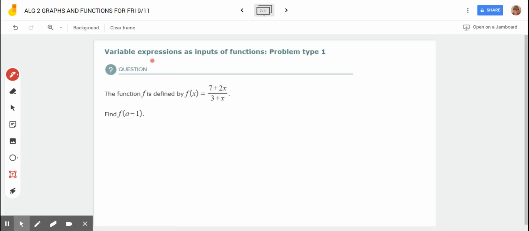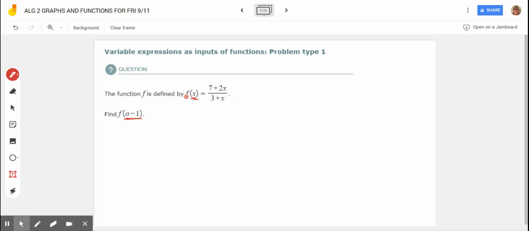Next one, variable expressions as inputs of functions, problem type 1. Okay, so now you are going to be plugging in. This one can be a little tough. Not because it's hard, but because it's the first time you've seen it. After you've seen it a while, I promise you it doesn't feel so weird, but it's going to feel really strange in the beginning. So you're going to have to trust your method. Here's what I recommend you do.